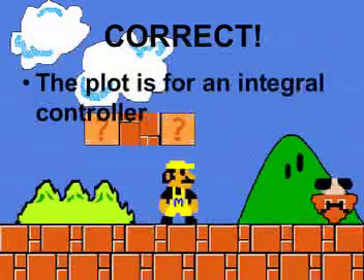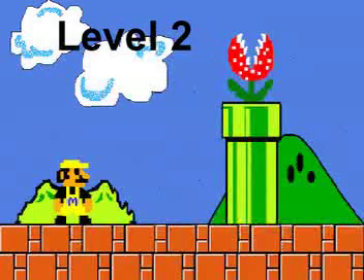Yes, you got it correct and defeated the Goomba. The plot is for an integral controller. Now you've reached level 2. You have to defeat the evil piranha plant.